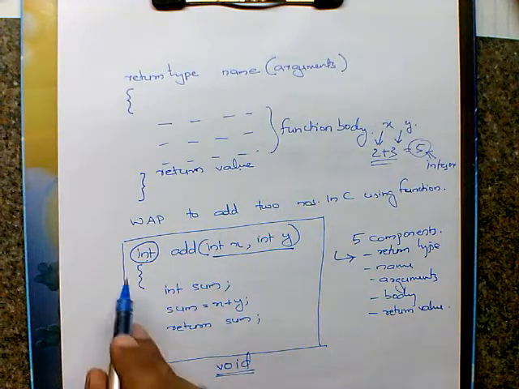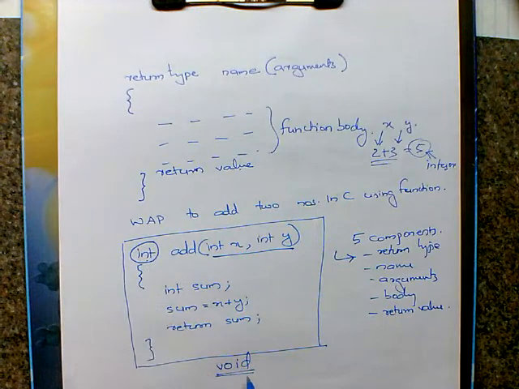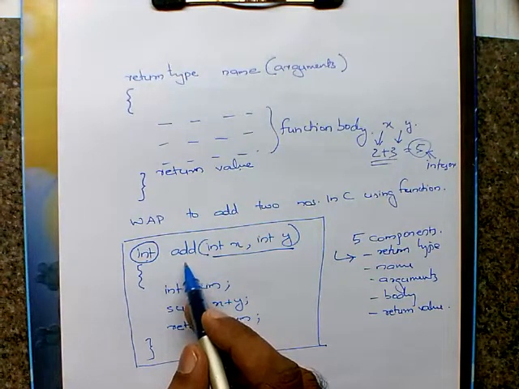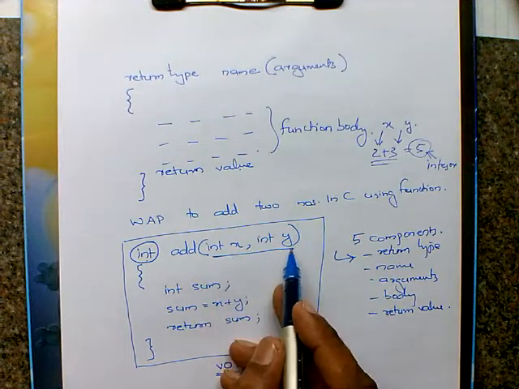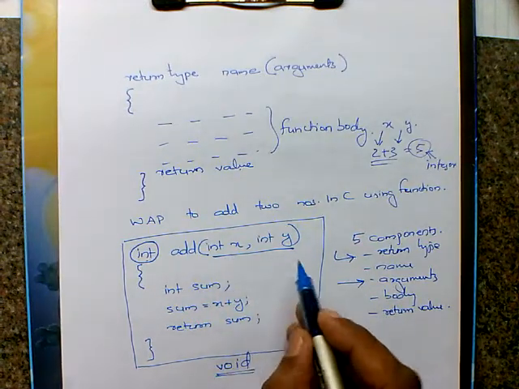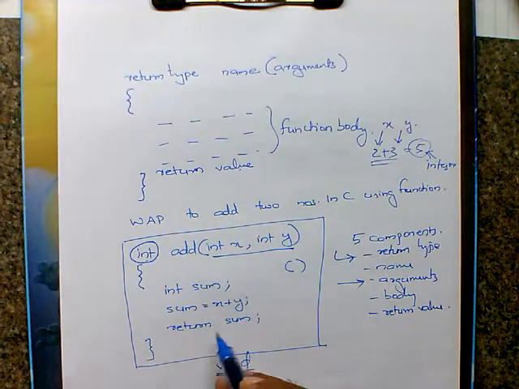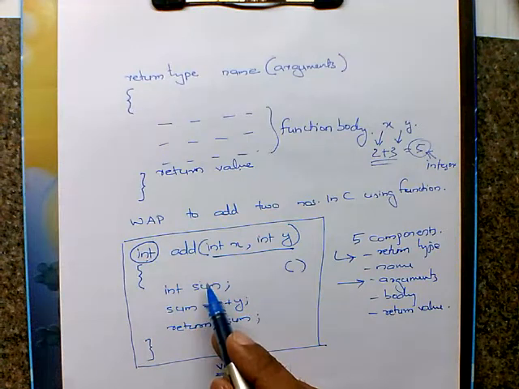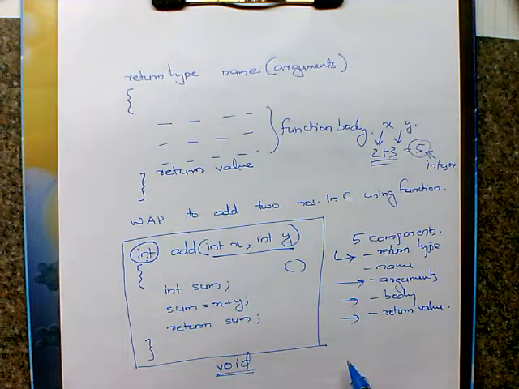It is not necessary that it must be integer or float or character. You can write void also, no problem. Void means the function is not returning anything. But you cannot skip the function name. Function name must be there, and you can skip the arguments. You can put empty brackets like this. That means we are not passing anything to the function. We are not giving any input to the function. Function bodies also sometimes you can skip, no problem. Similarly, the return value you can also skip.